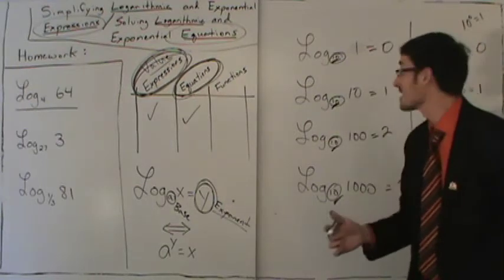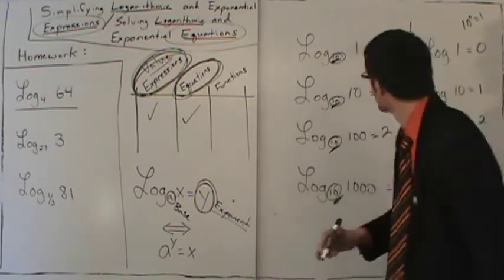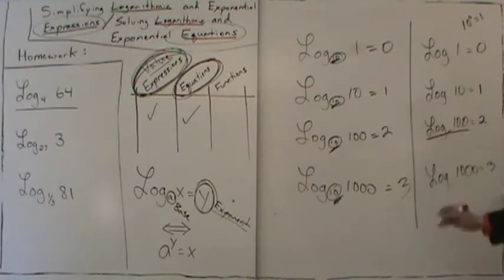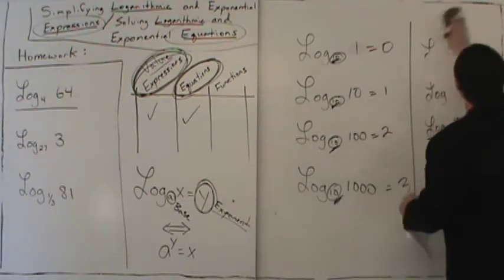Or I should say it like this. Do we have to write the base 10? No. We just write log. So if you see log of 100, you assume that the base is 10. If the base is unwritten, the base is assumed to be 10. All right, now let's go to the examples.